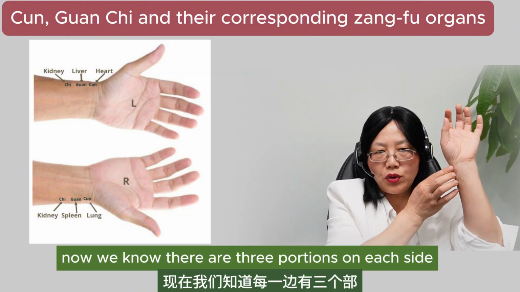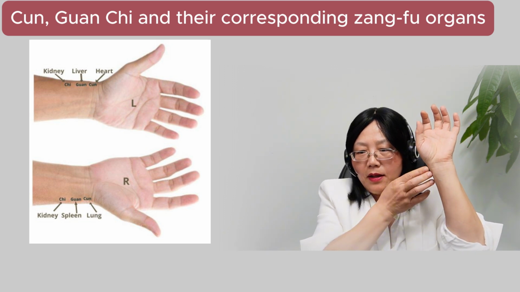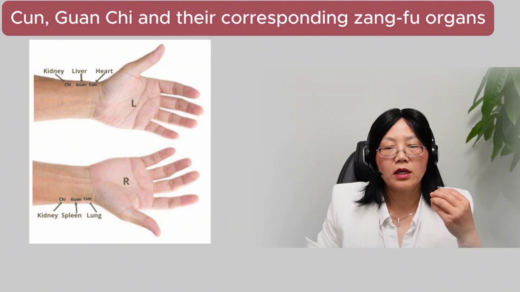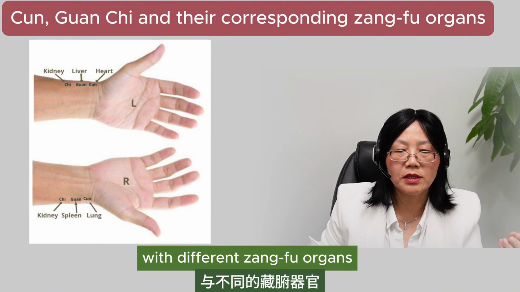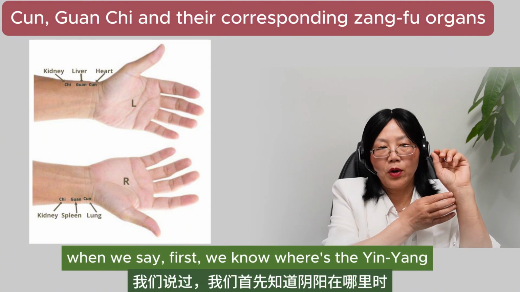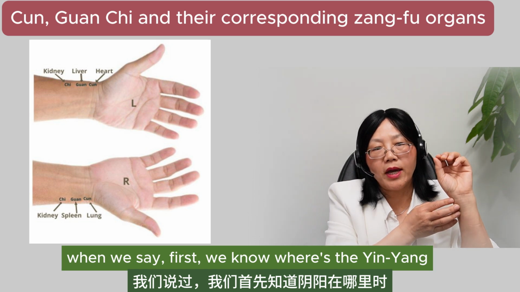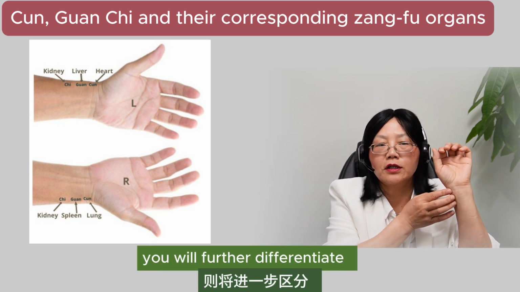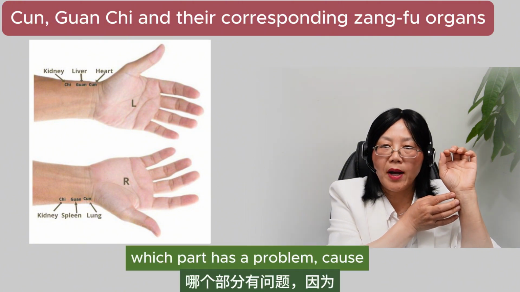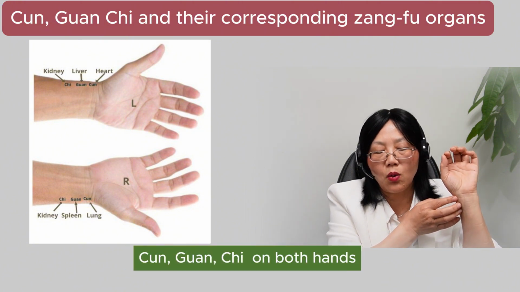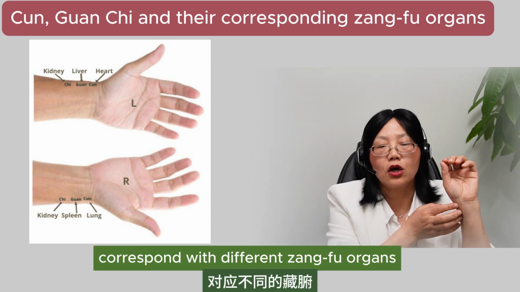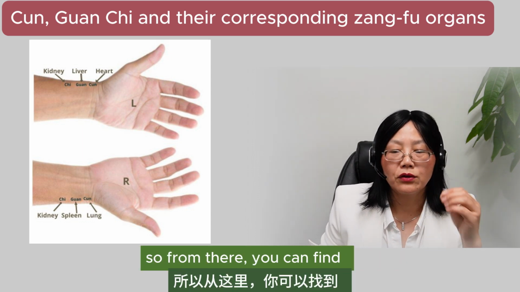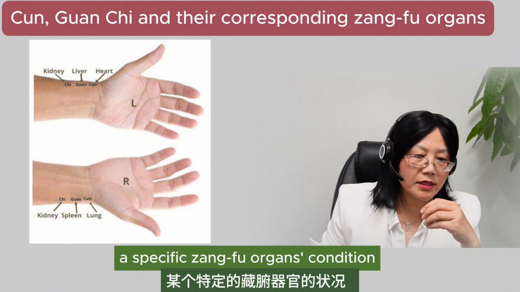Now we know there are 3 portions on each side. For the 3 portions, they still have 3 readings. Each portion corresponds with different zang-fu organs. First we know where is the yin-yang, we detect the yin-yang. If there's an abnormality, we will further differentiate which part has a problem, because cun, guan, chi on both hands correspond with different zang-fu organs. So from there, you can find a specific zang-fu organ condition.